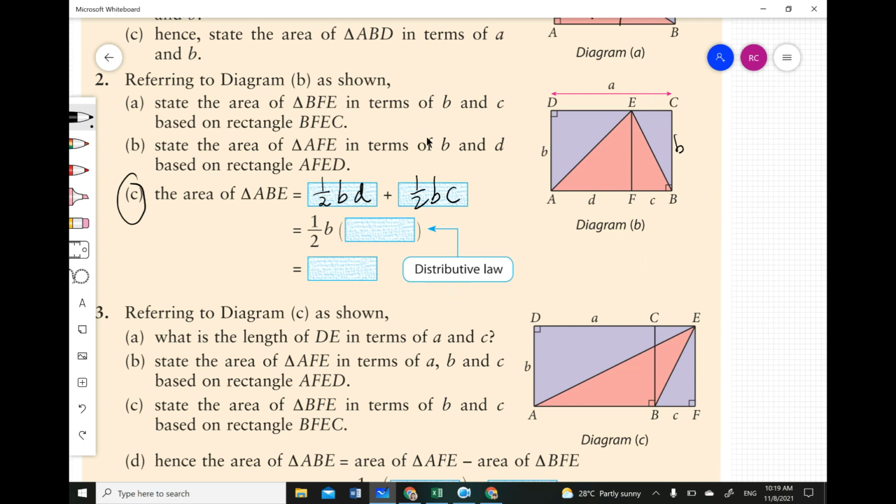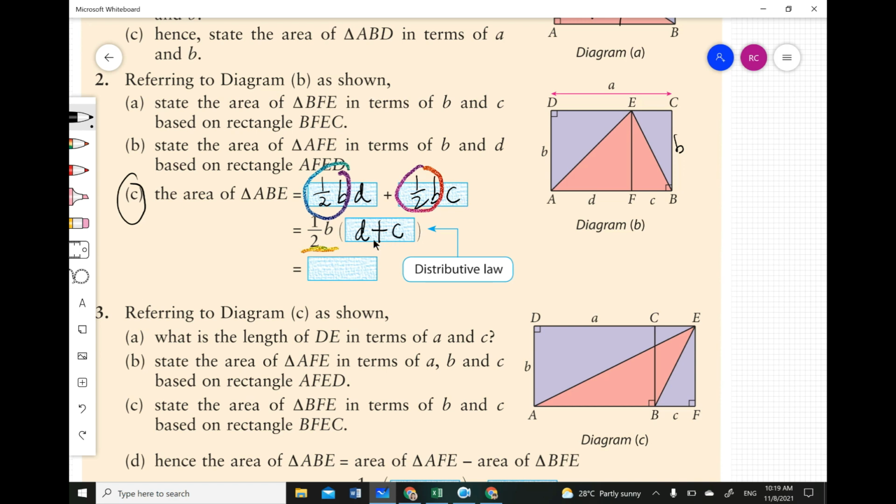We are going to apply it here. You can see this half B, half B, they are the same, so we factorize it out here. The one that should be written inside is C plus D, or I write down D first. D plus C is the same thing. Half BD, so we get it here, half BC.